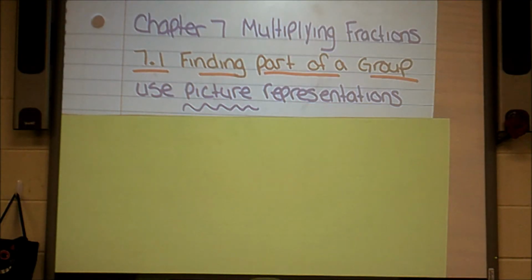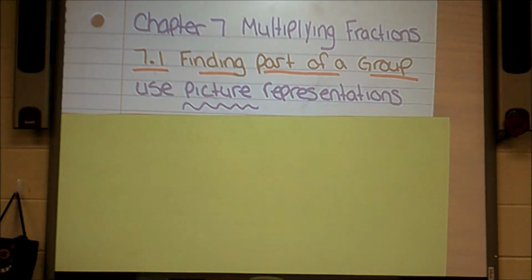Hi boys and girls, we are moving on to chapter 7. You guys have been doing an awesome job with adding and subtracting fractions. So the next logical step would be to go to multiplying fractions.